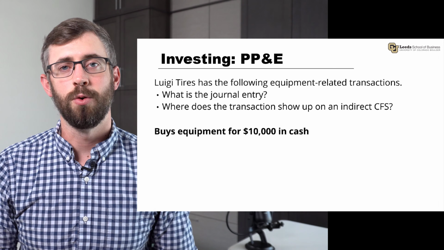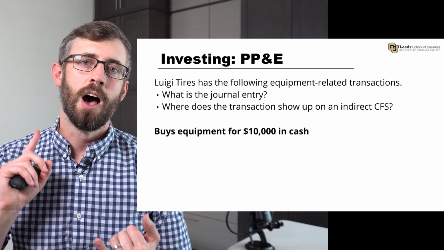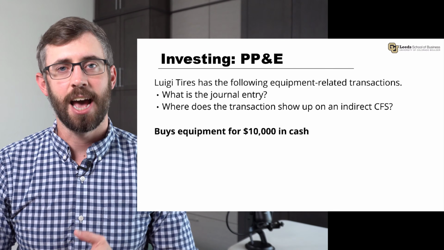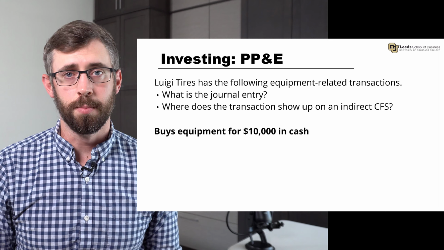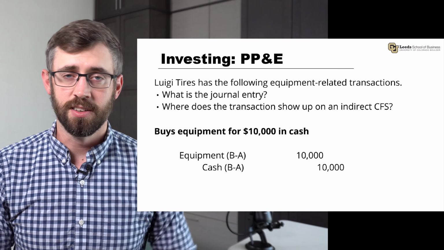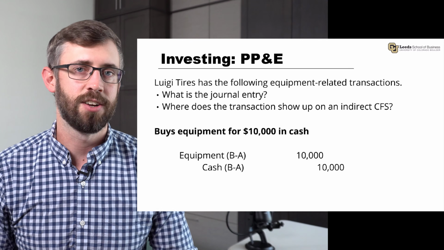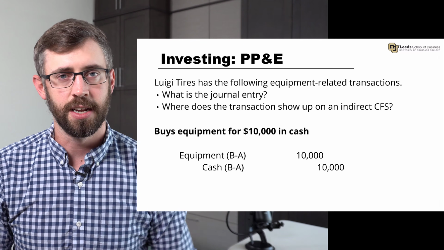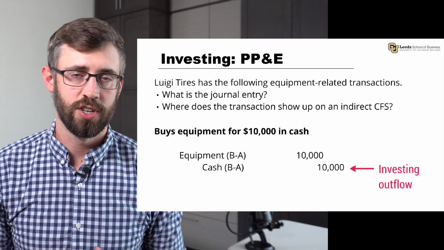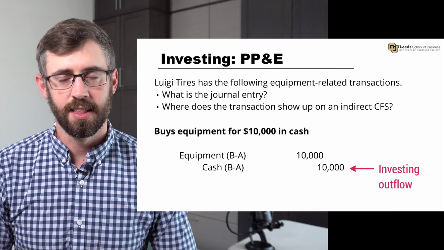So let's walk through a few examples so we can hopefully solidify this intuition around the purchase and sale of PP&E. Let's say we have Luigi Tires and they have a few transactions with PP&E, and we're going to ask what journal entry they record and how it affects the cash flow statement. Suppose they buy equipment for $10,000 in cash. This results in an increase in PP&E and an outflow of cash in our journal entry: credit cash, cash goes out, debit PP&E, PP&E goes up. The $10,000 out goes in the investing section of our cash flow statement as a cash outflow. Nothing else at the time of purchase hits the cash flow statement.